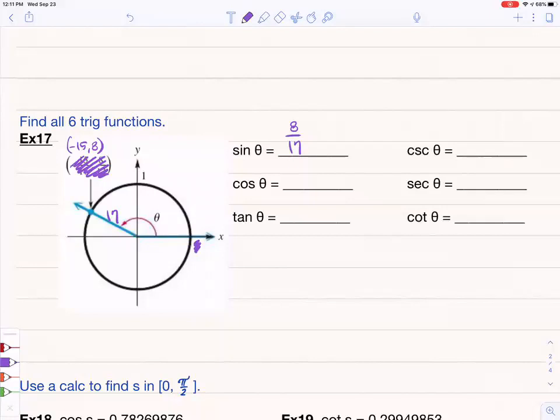Now once you have a radius of 17, it's easy to find all the missing pieces. So cosine is negative 15 over 17. Tangent will be, what is it? 8/15, right, with a negative? Y value over the x value, opposite over adjacent. And then the other 3 are pretty easy from there.